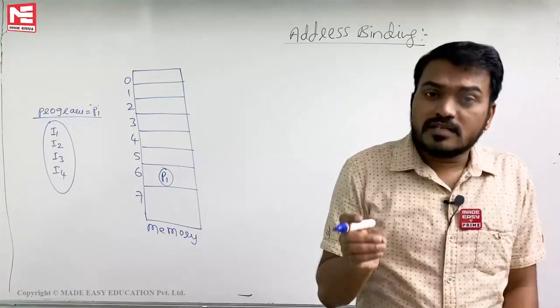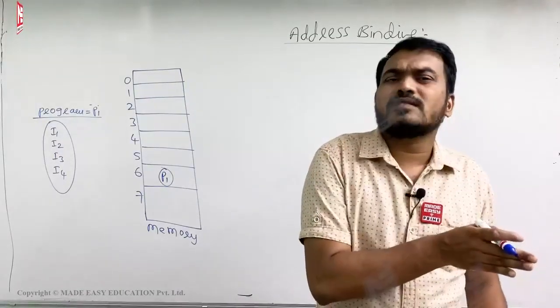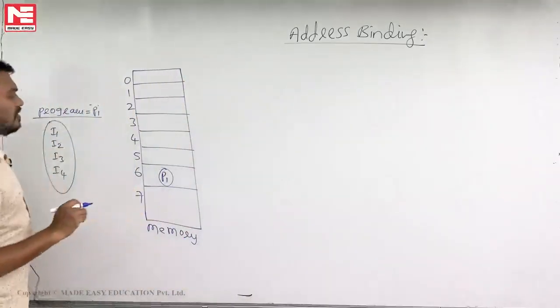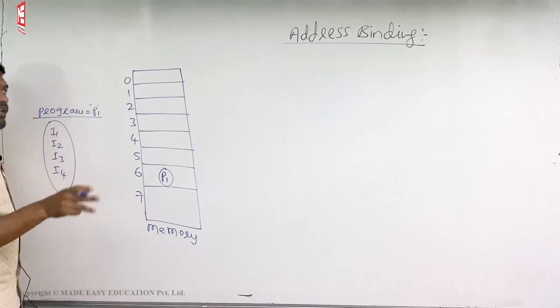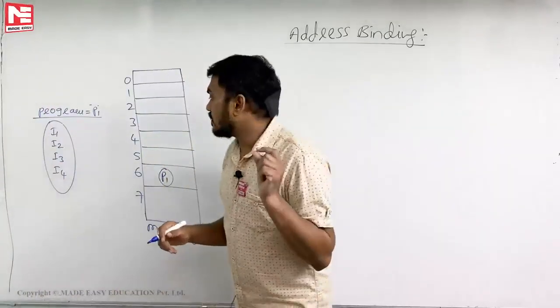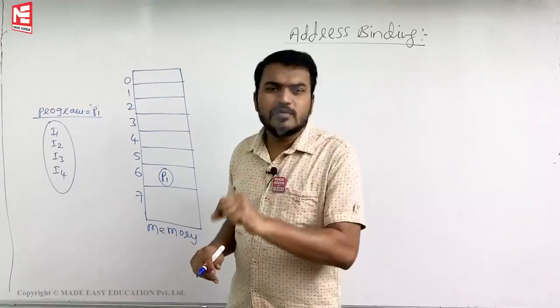Association of program instructions and data to the actual physical memory locations is called address binding. What's the meaning of this? Listen here. With loading and linking, you simply dump the program into some particular block. After that, address binding will happen. Address binding means establishing association of program instructions and data to the actual physical memory locations.